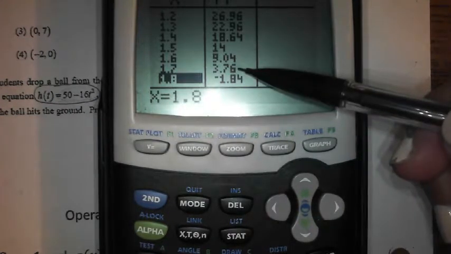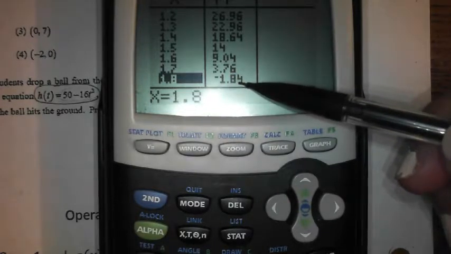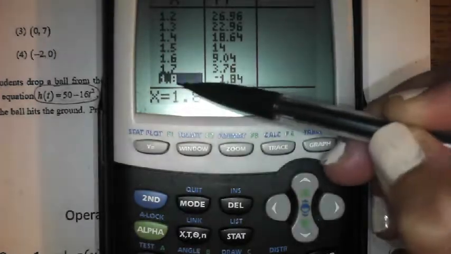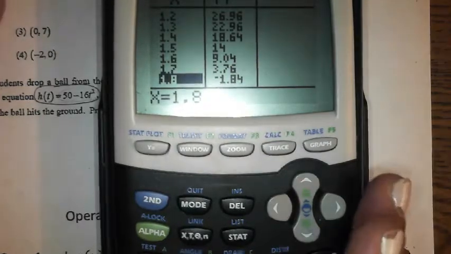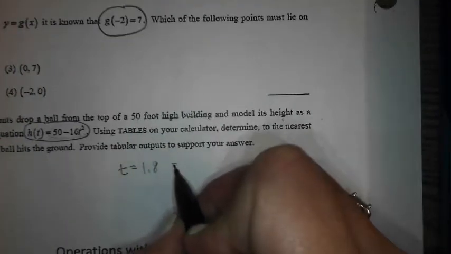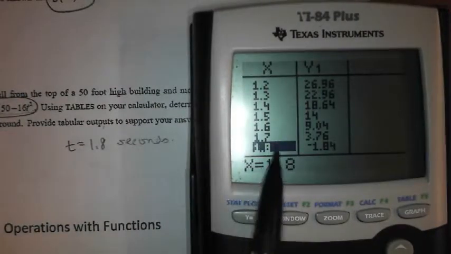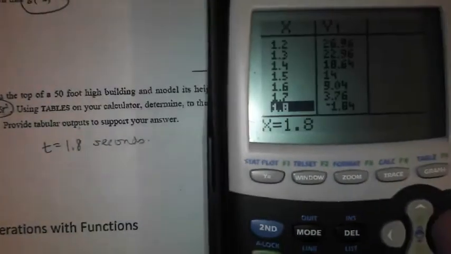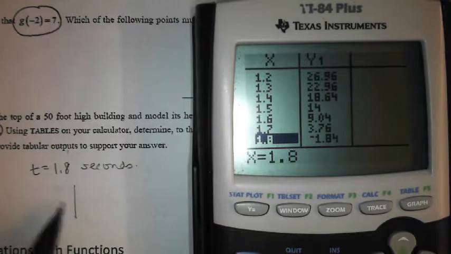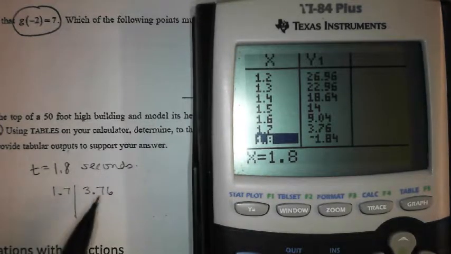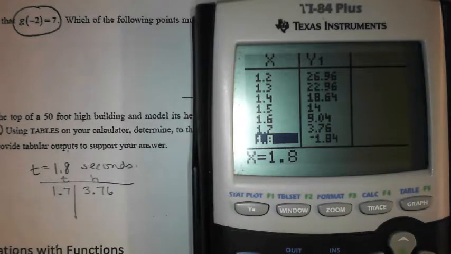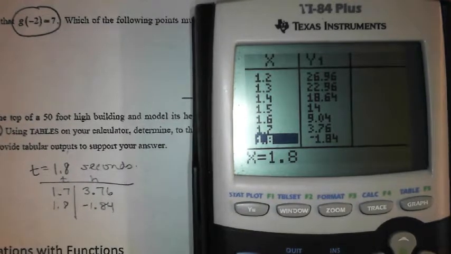This one's 3.76 units away from 0. This one's 1.84 units away from 0. This one's closer. So my answer is 1.8. T equals 1.8 seconds. When it says provide tabular outputs, it's really just asking you to share the key part of the table. So that would be 1.7 with 3.76. And again, this is our time, these are our heights, and 1.8 with negative 1.84. Okay?